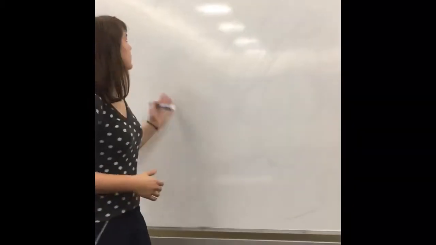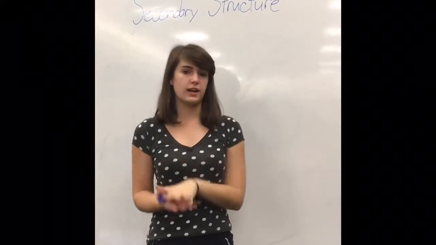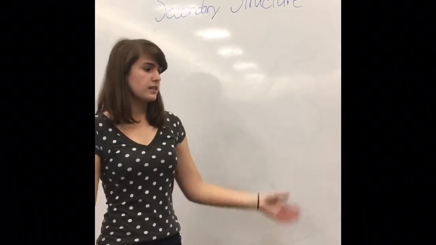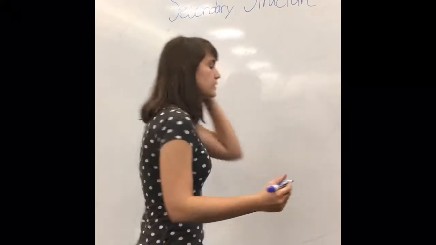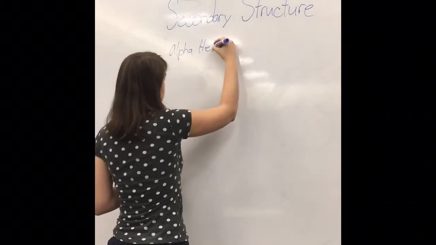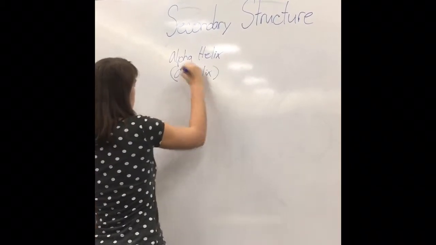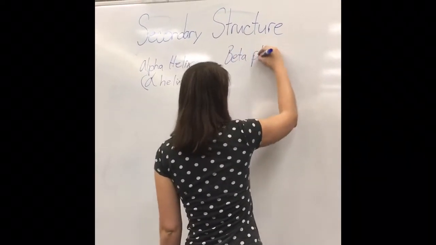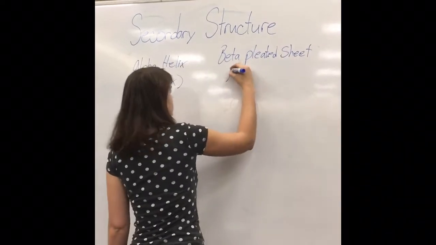Okay, so the second structure is the secondary structure, and that is defined as the way the linear sequence folds upon itself. This is determined by backbone interactions, which are also determined by hydrogen bonds. Two examples of secondary structure are the alpha helix and the beta pleated sheet. They look like this. This is the alpha helix, and then we have the beta pleated sheet.